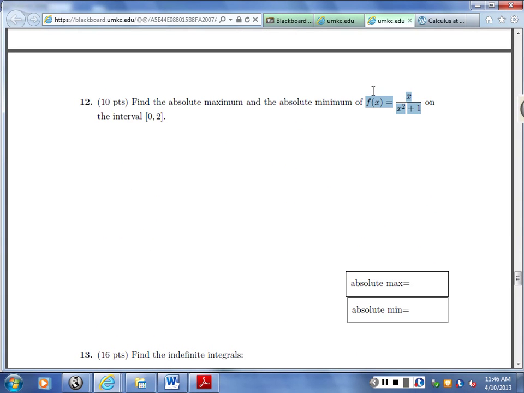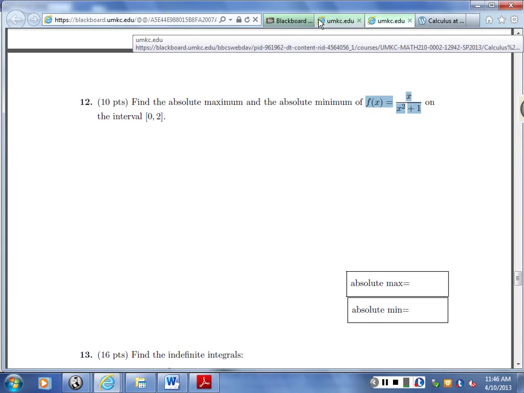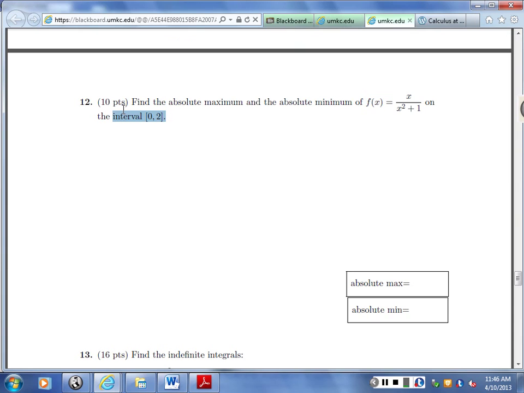Set that equal to 0. The denominator is never 0, so I don't have a problem. Focus on the numerator, find the critical points in this interval, and then test the endpoints and the critical points. And then here it just says absolute maximum, absolute minimum. So you're using the value of the function, the largest value of the function and the smallest value of the function.